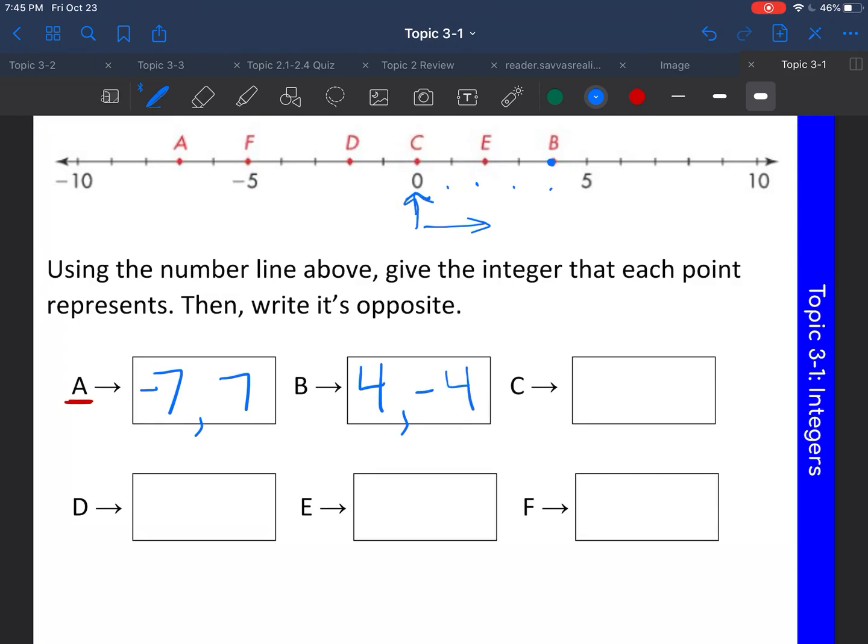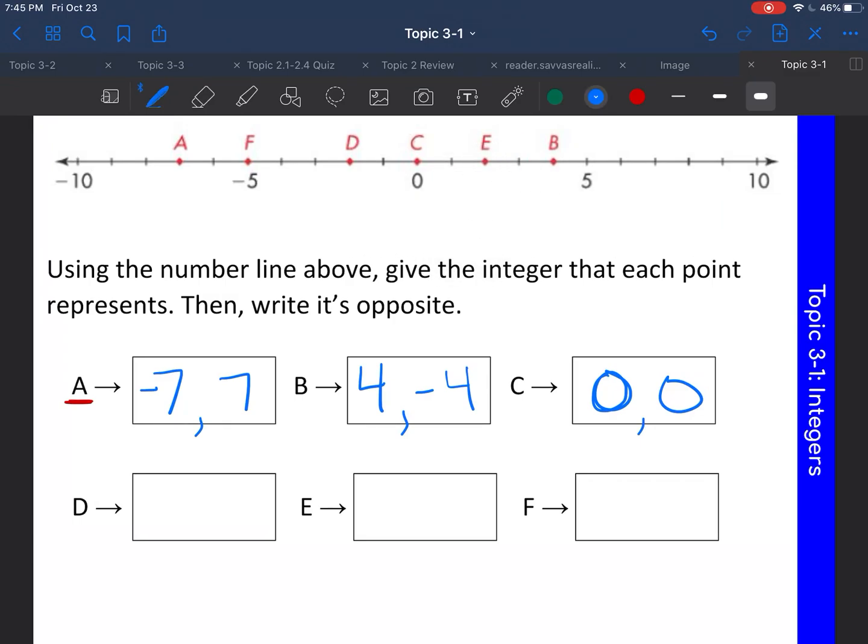Okay, we have C. That's pretty obvious right here. It's already labeled. C is 0. And 0 actually doesn't really have an opposite. So 0 is just 0. There's no such thing as a -0. It is just 0. So 0 is its own opposite. So the opposite of 0 is 0.